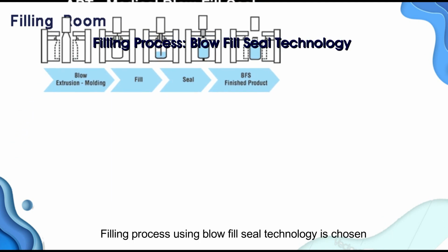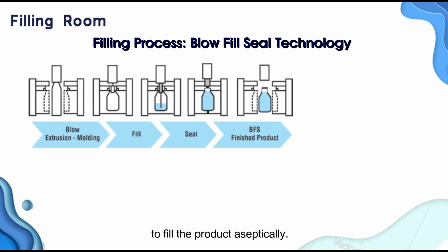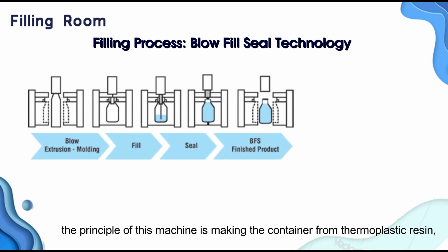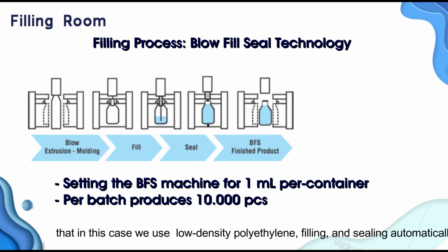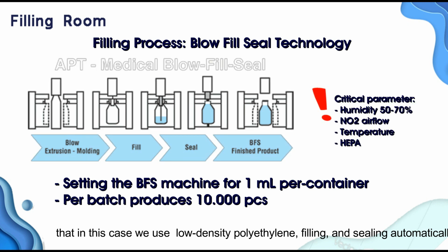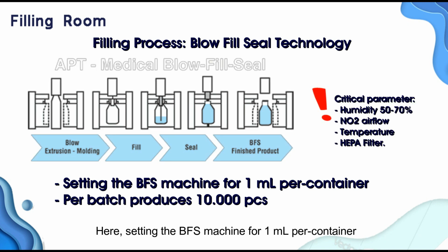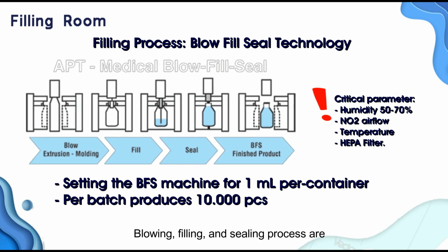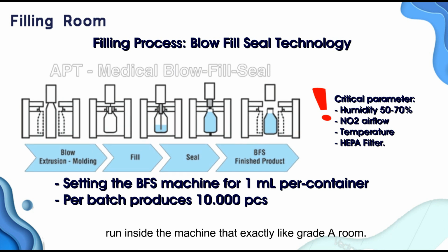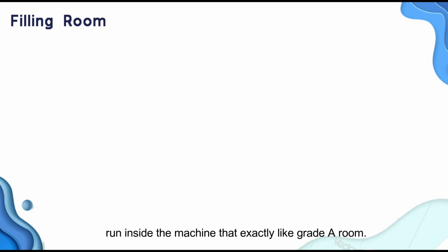The filling process using blow-fill seal technology is chosen to fill the product aseptically. The principle of this machine is making the container from thermoplastic resin. That indicates we use low-density polyethylene. Filling and sealing are automatic. Here, we set the BFS machine for 1 ml per container, and each batch produces around 10,000 pieces. Blowing, filling, and sealing processes are run inside this machine, which is exactly like grade A.